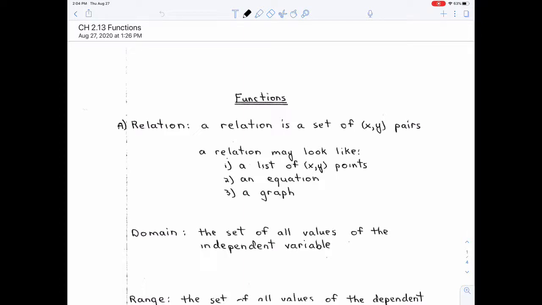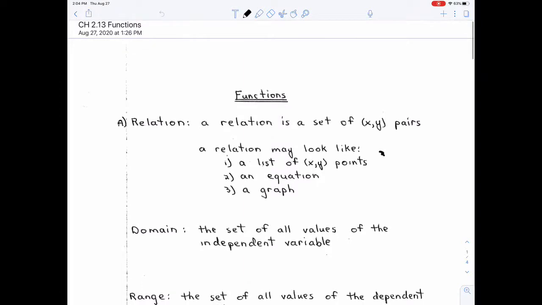Okay, some definitions. A relation. A relation is a set of XY pairs. It can look like a list of XY points. In other words, I'm going to write some stuff down here as usual. Like I can put 3, 2; 9, 7; 13, 4. That's a list of XY points.